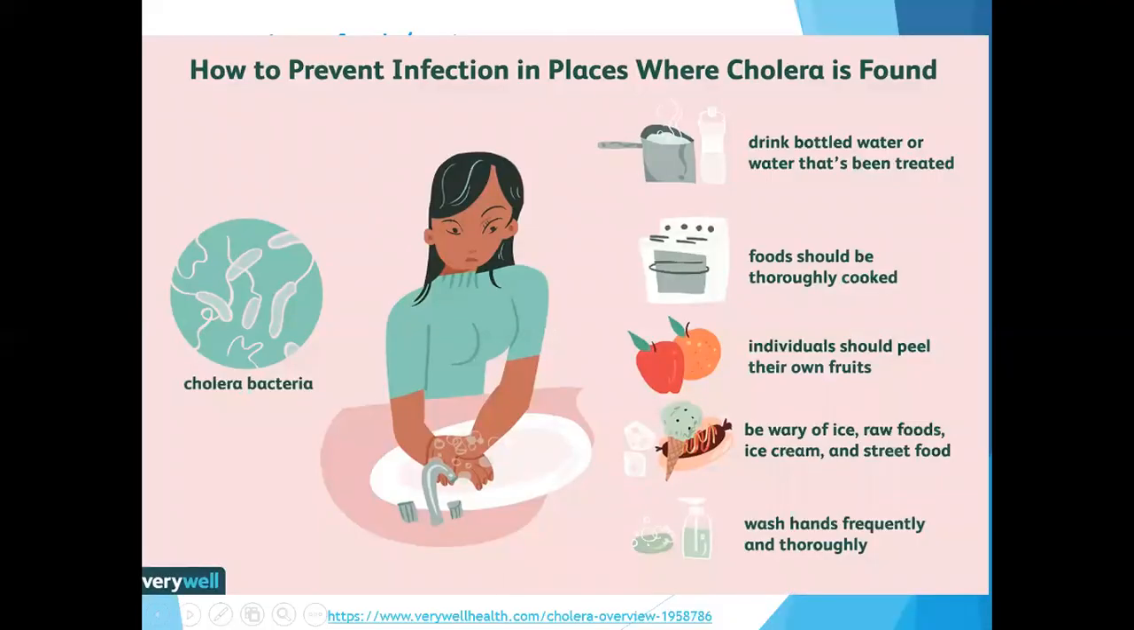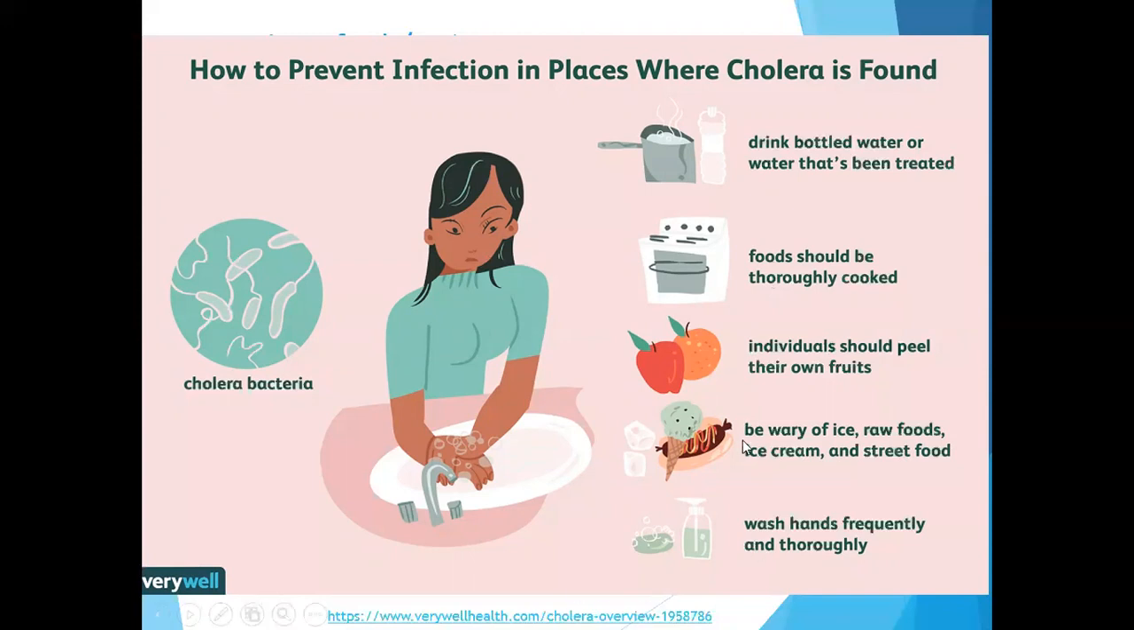Now, this is to show travelers how to prevent infection in places where cholera is found. So we travel to Africa, or certain developing countries. As a traveler, the precaution you need to take against getting cholera is to make sure we drink bottled water or water that's been treated or boiled. Food that we take must be thoroughly cooked. Don't eat raw food, and individuals should peel their own fruits to eat. So you wash your hands, wash the fruits and peel them.